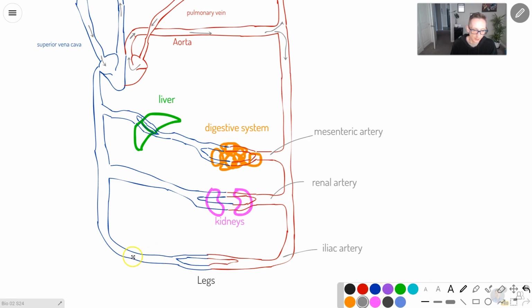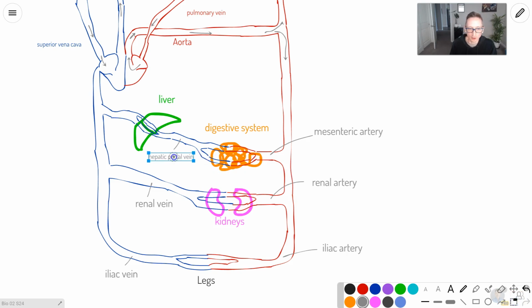That's pretty much the exact same on the opposite side, just different terms. Here we have our iliac vein, and then we have our renal vein. Here it's a little interesting though. Here we have our hepatic portal vein. And this is a really interesting thing.